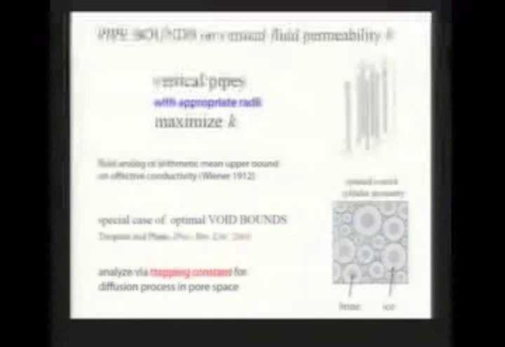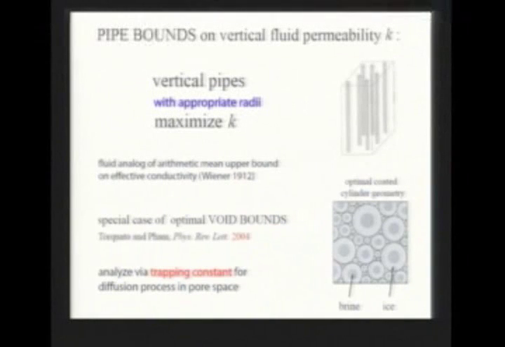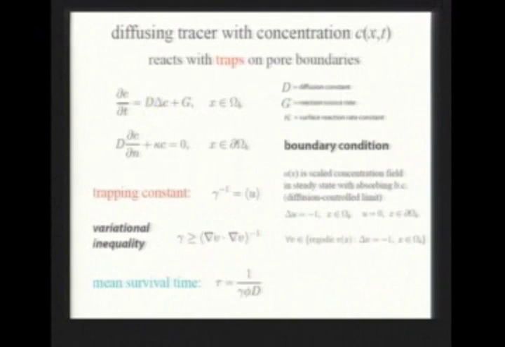And instead of analyzing the permeability directly, we analyze it using a trapping constant for diffusion processes in the pore space. You start with a diffusing tracer with concentration C of x,t, which reacts with traps on the pore boundaries, described by this heat or diffusion equation. D is the diffusion constant, G is the reactant source rate, kappa is the surface reaction rate.